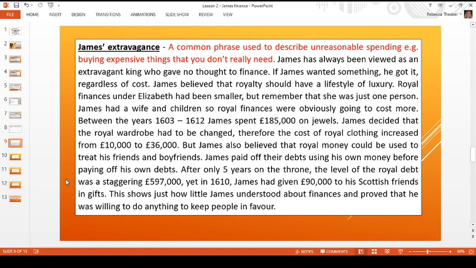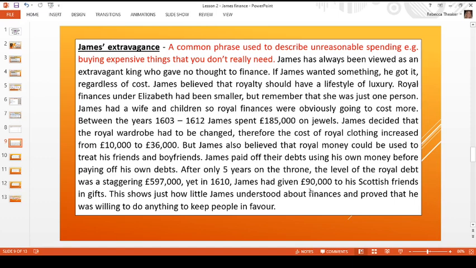Really, before you help other people with debt, you should be in a secure position yourself, and he wasn't in a secure position. After only 5 years on the throne, the level of royal debt was a staggering £597,000. That's how much debt James was in after only 5 years of being king. Yet in 1610, James had given £90,000 to his Scottish friends in gifts. So if you were in debt by nearly £600,000, you wouldn't give £90,000 to your friends, would you? Because that's not a reasonable thing to do.